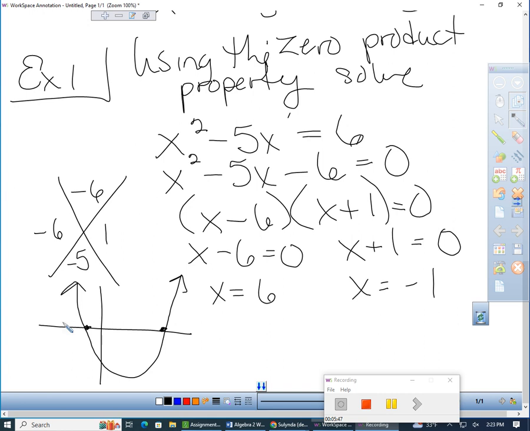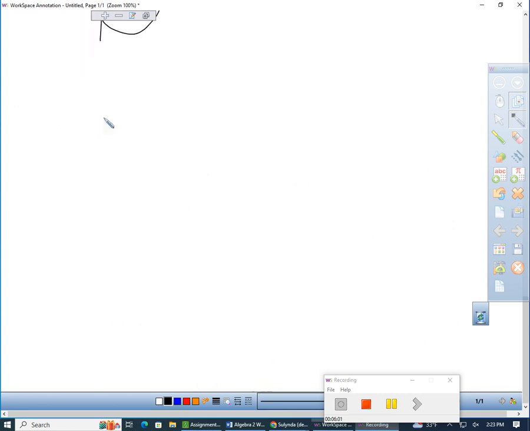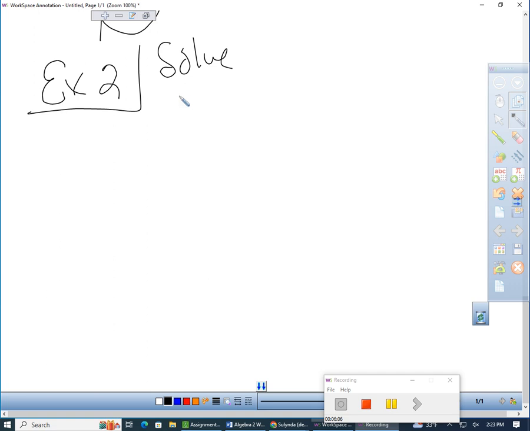All right, let's try another factoring one. Example number 2. I'm going to ask that you solve. Let's go with 4x squared plus 12x equals 0. Oh no, 12x, sorry, 12x equals 0.